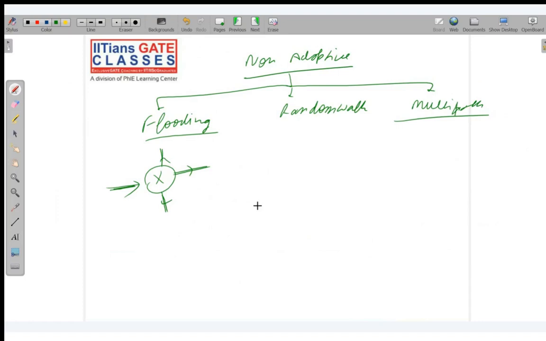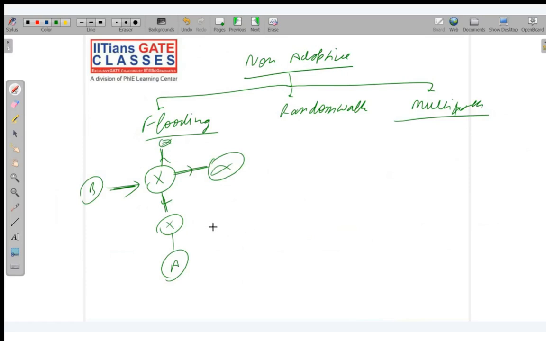So what do you think, why is flooding used? Obviously traffic will be very high in the network. Unnecessarily you are forwarding packets to each and every port. For example, there was some router here and computer A here. B wants to send a message to A. Now you have unnecessarily forwarded here also. Why have you forwarded it?